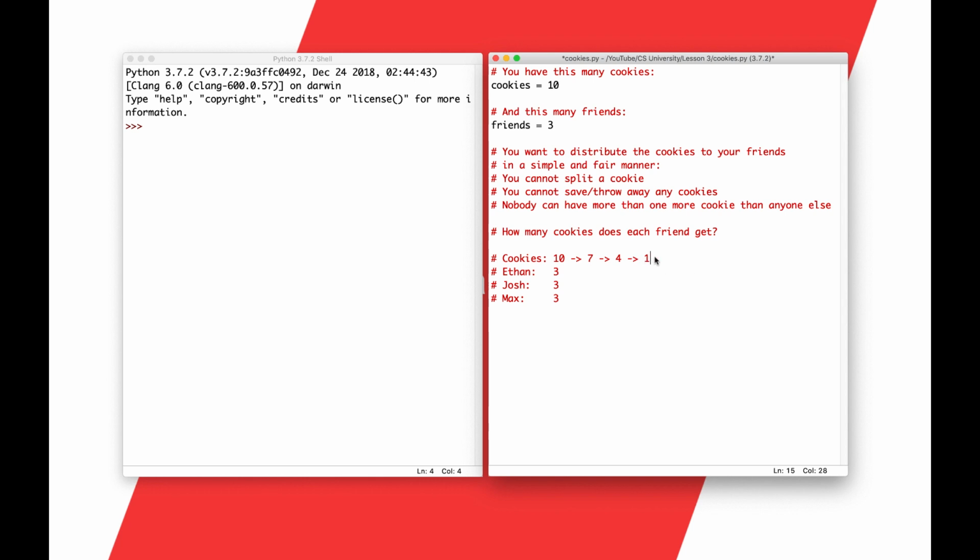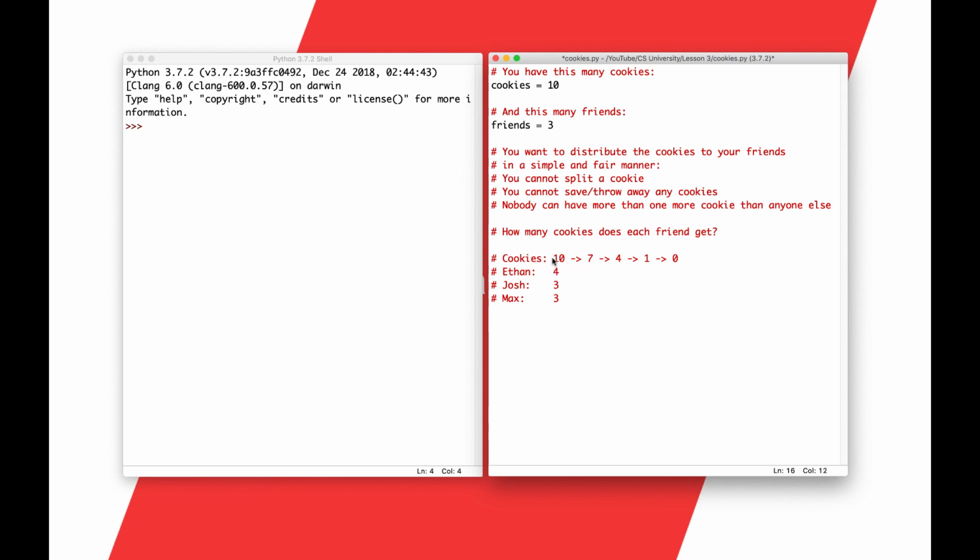We don't have enough to give every person another cookie, but we can't split this cookie. That's a rule. We can't give each person a third of a cookie. We also can't save or throw away any cookies, so we can't just ignore this 1 cookie. We have to give it to someone. So let's just say that I give it to Ethan. It doesn't really matter, but let's say that I give it to Ethan.